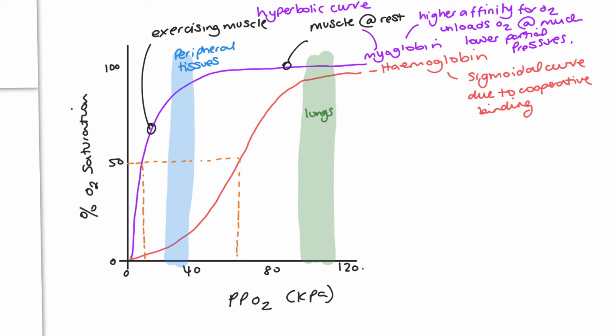So diving mammals such as whales and dolphins have really high concentrations of myoglobin in their muscle tissue. And it's this high concentration of myoglobin that enables them to be able to dive because they can store so much more oxygen.